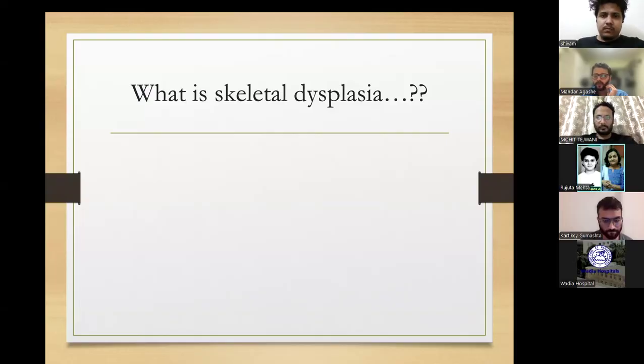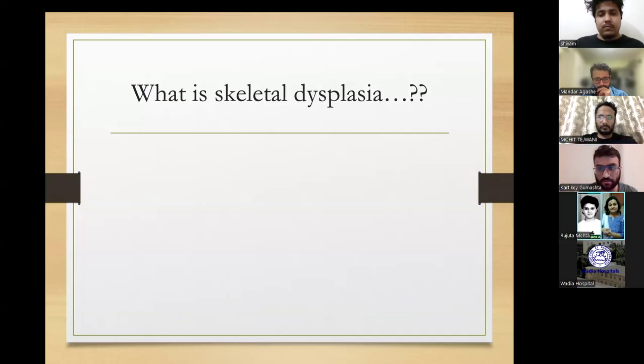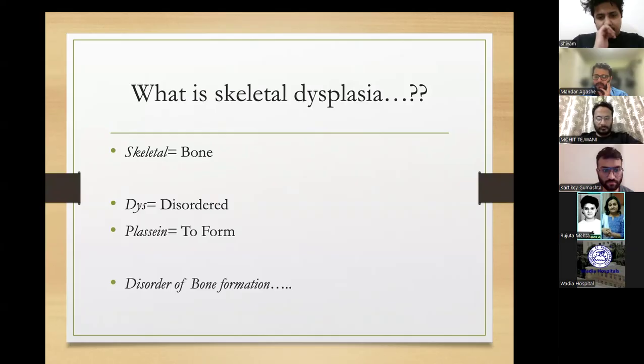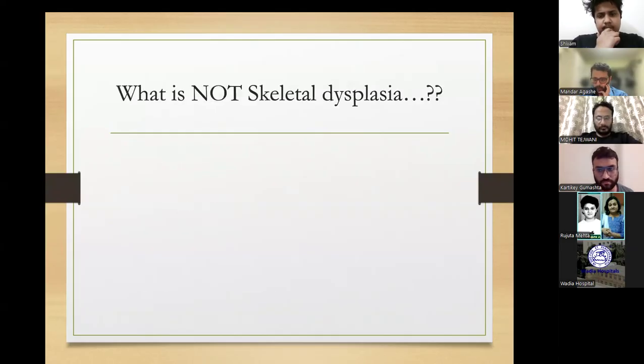So can someone tell me what is skeletal dysplasia? Kartikeya, what is skeletal dysplasia? The abnormality in the development of the human skeleton. Correct. So basically, it is disorderly bone formation. Skeletal dysplasia is basically a disorder of bone formation.